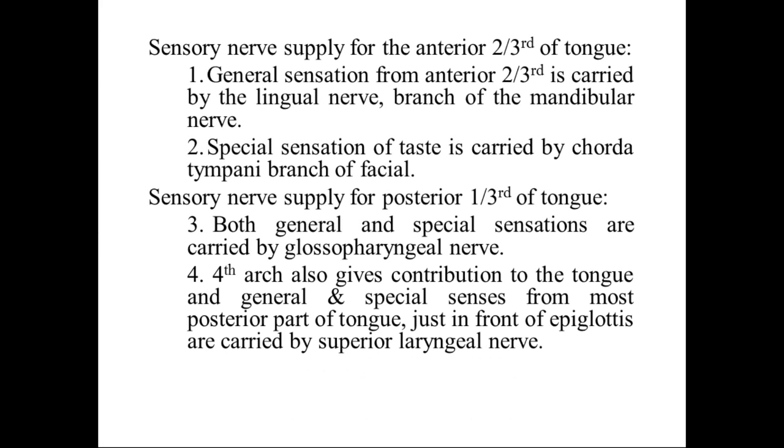As concerned with the development, the sensory supply will be different for the anterior two-third and posterior one-third. For the anterior two-third, general sensations are carried by the lingual nerve. Taste sensations are carried by the chorda tympani. But taste and general sensations for the posterior one-third are by the glossopharyngeal nerve, as it is derived from the third arch, and the posterior most part is from the vagus nerve, as it is derived from the fourth arch. Just for the anterior two-third, it is different. General sensation is by the lingual nerve, and taste sensation is by the chorda tympani branch of the facial nerve.